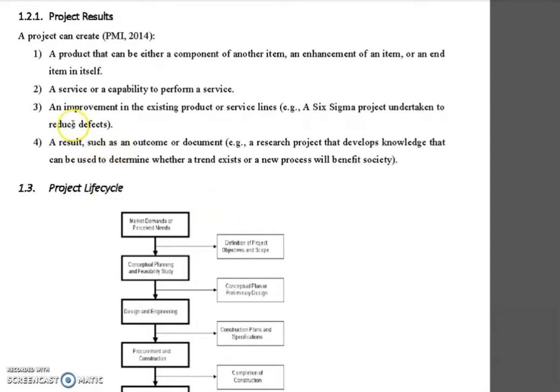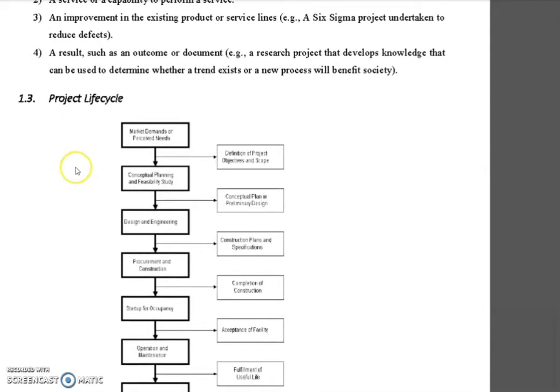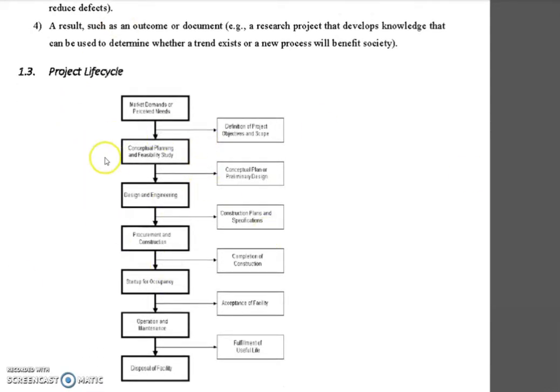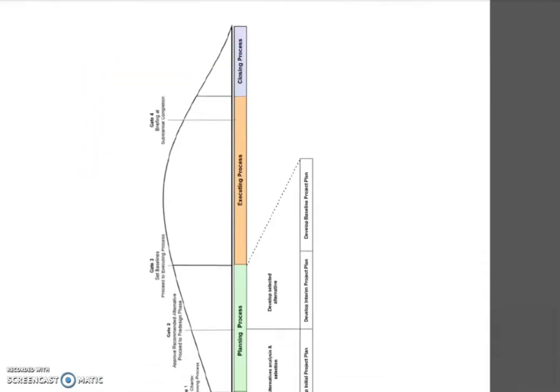So we have four examples, or four points, for the results that can be derived from the project. Okay, for the project life cycle, I don't want to take so much time in explaining this one, so we will skip this figure here. Okay, and we will go to this figure.